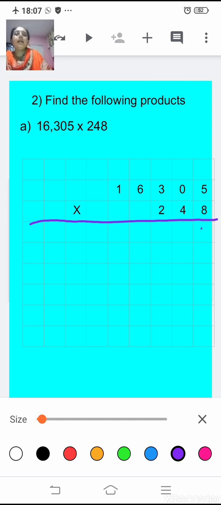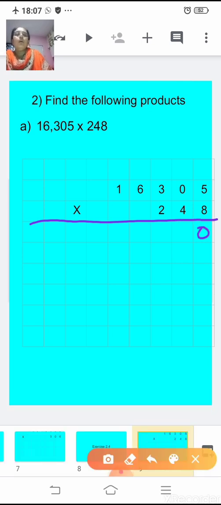Okay, 5 8s is 40. 4 here. 0 plus 4 is 4. 8 3s are 24. 2 here. 6 8s are 48 plus 2, 50. 8 1s are 8 plus 5, 13. Just written 13.